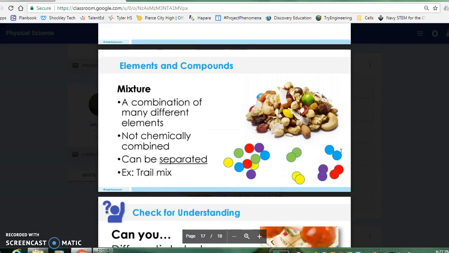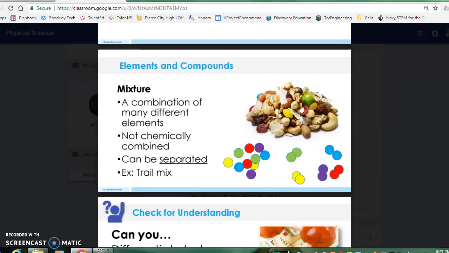Now this brings us to our last slide, which is explaining what a mixture is. If you can recall all the way from the beginning of this presentation, matter can either be a pure substance or a mixture. So what a mixture is, it sounds very similar to a compound. It is a combination of many different elements like a compound. However, in a mixture, they're not chemically combined. They're just physically combined.